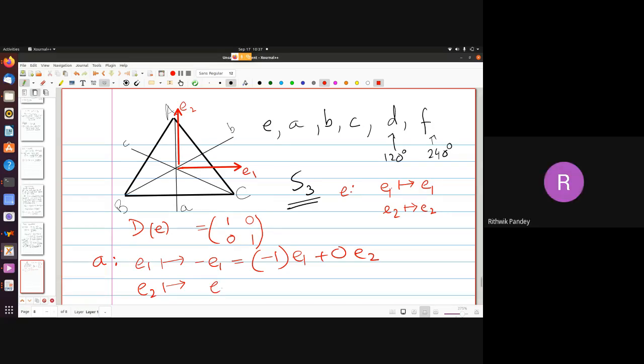Same. It keeps it E2, right? So that's 0 times E1 plus 1 times E2. So what's the matrix? Remember what I will do is take these two coefficients, -1 and 0, and put them down the first column, and take the coefficients for E2, whatever E2 becomes. In this case, E2 stays E2. The coefficients are 0 and 1, and I will put them down the second column.